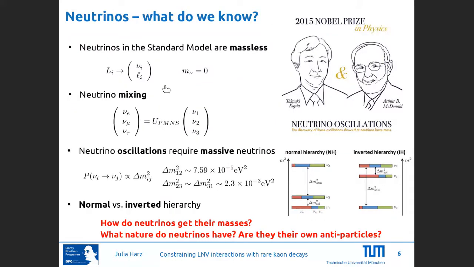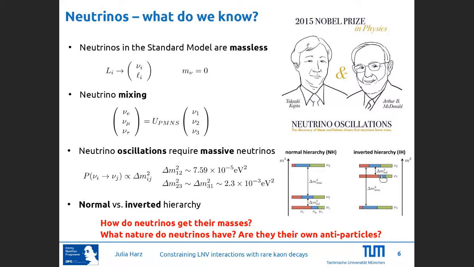Because what we also know from the standard model is that the neutrinos we have in the standard model are basically massless. What we also know from the neutrino oscillations is that neutrinos mix, here with the typical U_PMNS matrix, so we have a mixing between the flavor states and the mass eigenstates. As I just said, the oscillations depend on the mass differences of the neutrinos. So we know that they need masses, and we know, at least relatively, the mass differences between different neutrinos. As we don't know the absolute mass, we get two possible orderings, either the normal hierarchy or the inverted hierarchy.